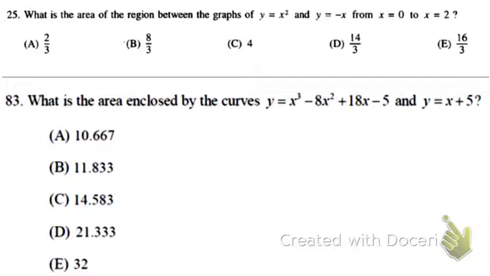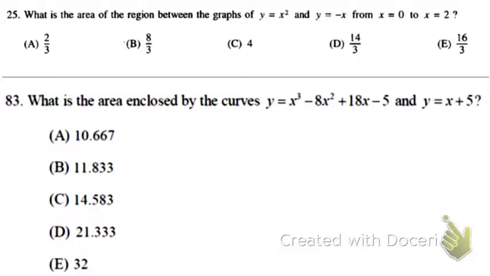So let's go ahead and actually graph these, because in number 25 it was easy to graph x squared and negative x, but I'm not exactly sure what the graph of that cubic function looks like, so I don't really want to do it by hand. So take a minute and put in that cubic function for y1 in your calculator. x cubed minus 8x squared plus 18x minus 5. And then for y2, put in that second function, x plus 5. And we're going to graph them.